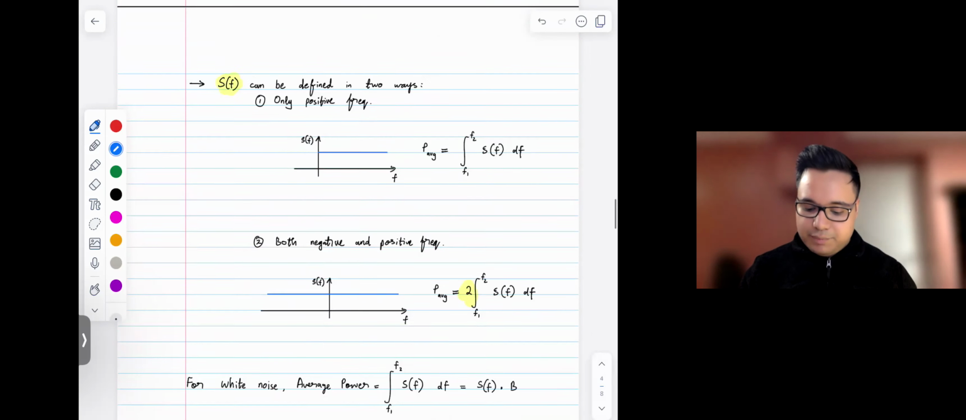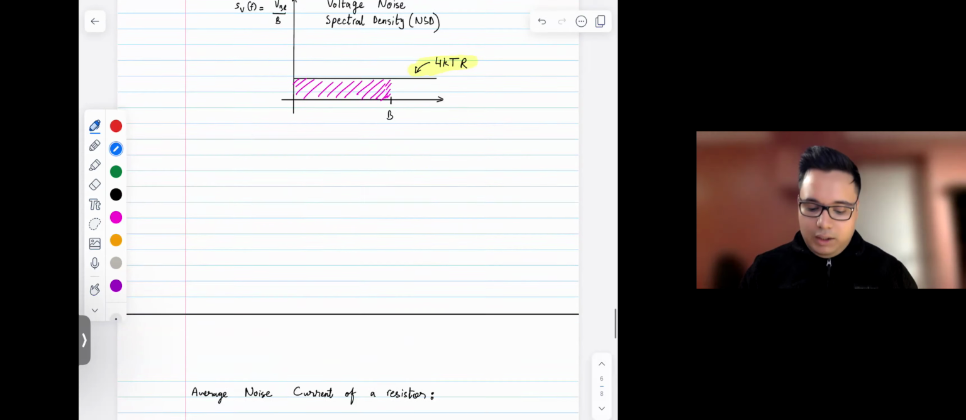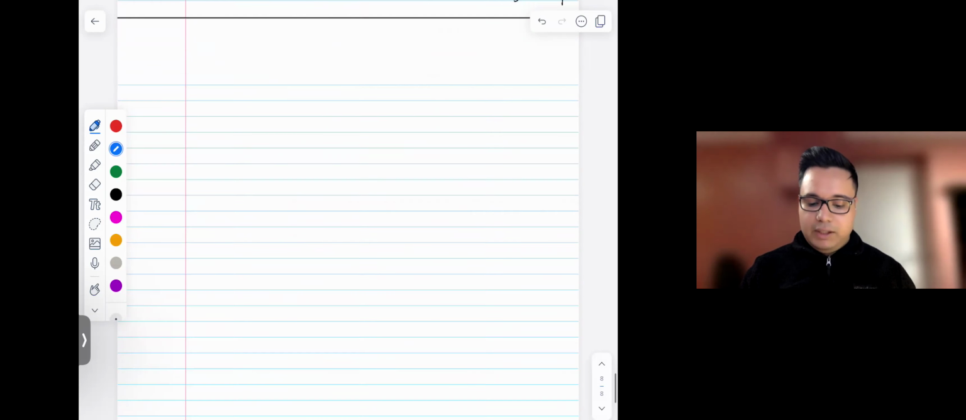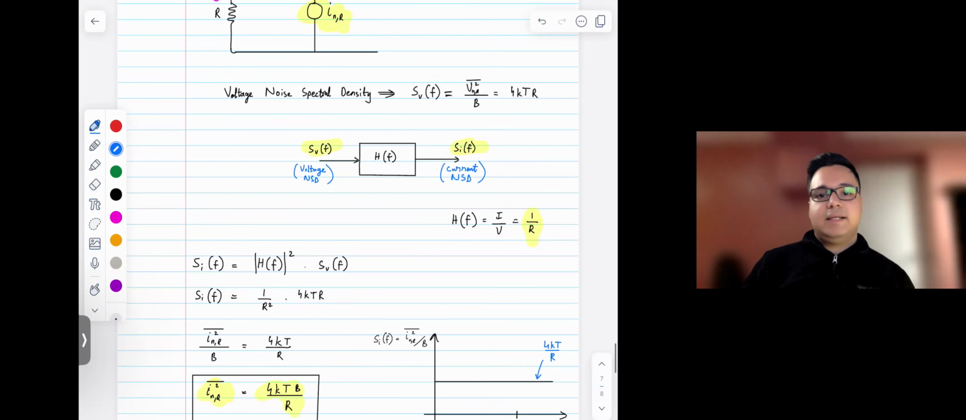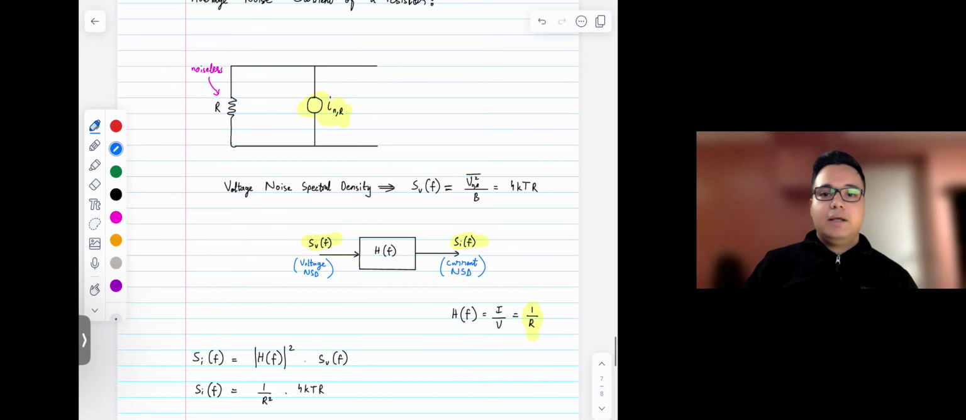And that is pretty much it for thermal noise of resistors. Next we will be discussing the thermal drain noise in a MOSFET, gate noise in a MOSFET, and other kinds of noises. So stay tuned, and I'll see you in the next one.